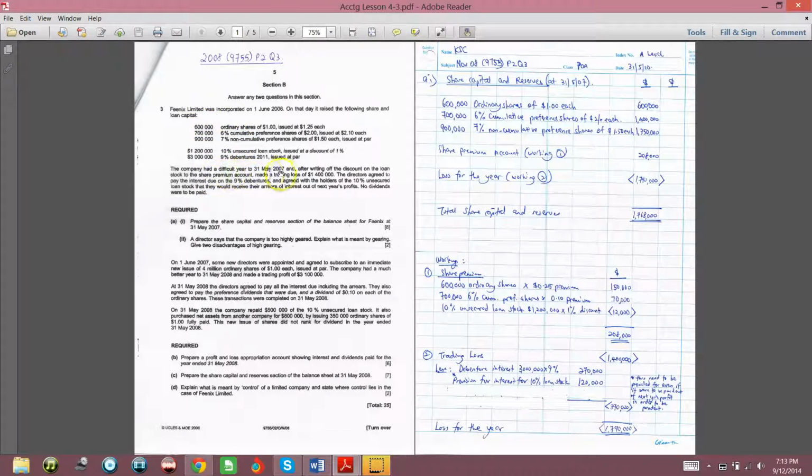The company had a difficult year to 31 May 2007, and after writing off discount on loan stock to the share premium account. So you have understood what is a share premium. That means you issue share at a premium, at higher than par value. Loan stock also have par value, and what is discount? Discount is opposite of premium.